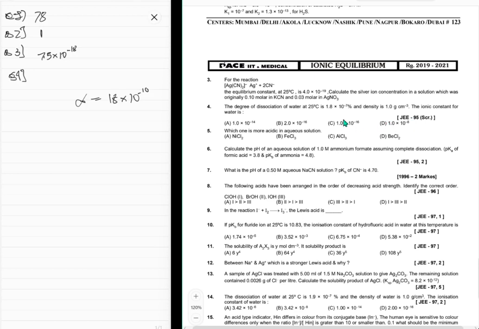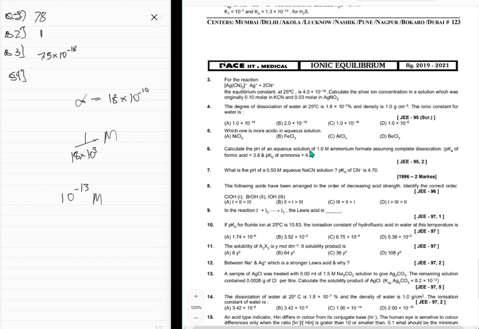Oh, it's different maybe because it wasn't 10 power negative 10, was it? I think it was different. Whatever. So the degree of dissociation is this, and the density initially was just this. That means it's like 1 upon 18 into 1000, like 10 power 3 molar. That was the concentration of water. So this times alpha will be 10 power negative 13 molar. Okay, that is not good. Definitely not good.